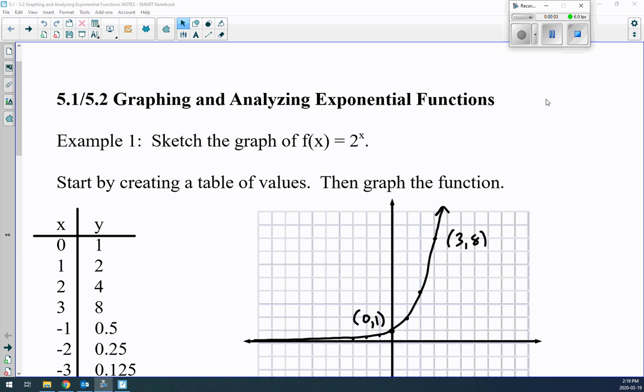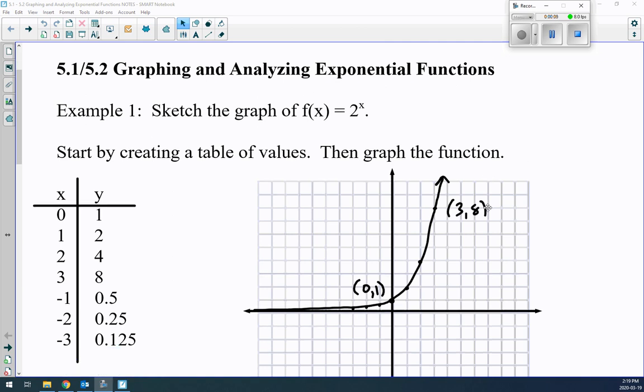Okay, so this is grade 12 pre-calc. This is 5.1/5.2. So we're going to start with exponential functions. So example number 1, sketch the graph of f of x equals 2 to the x.